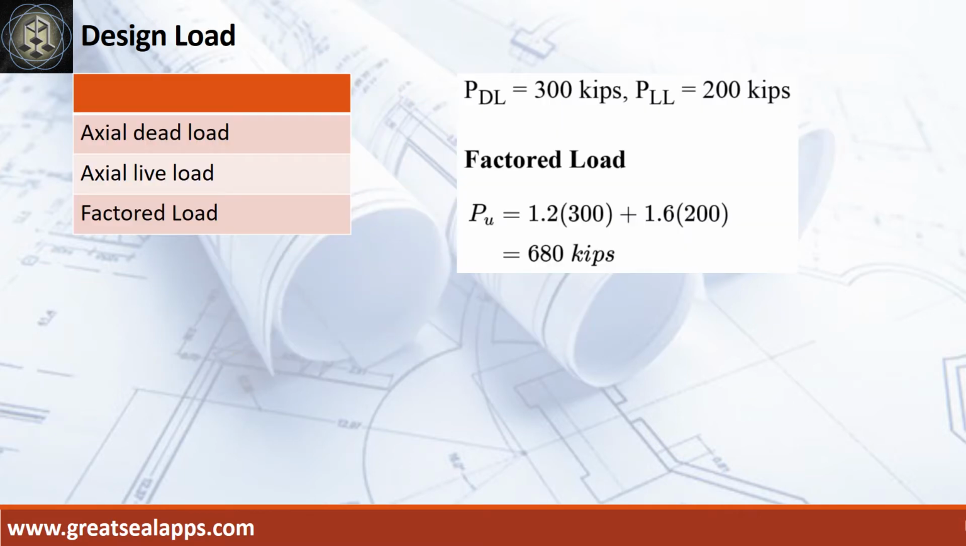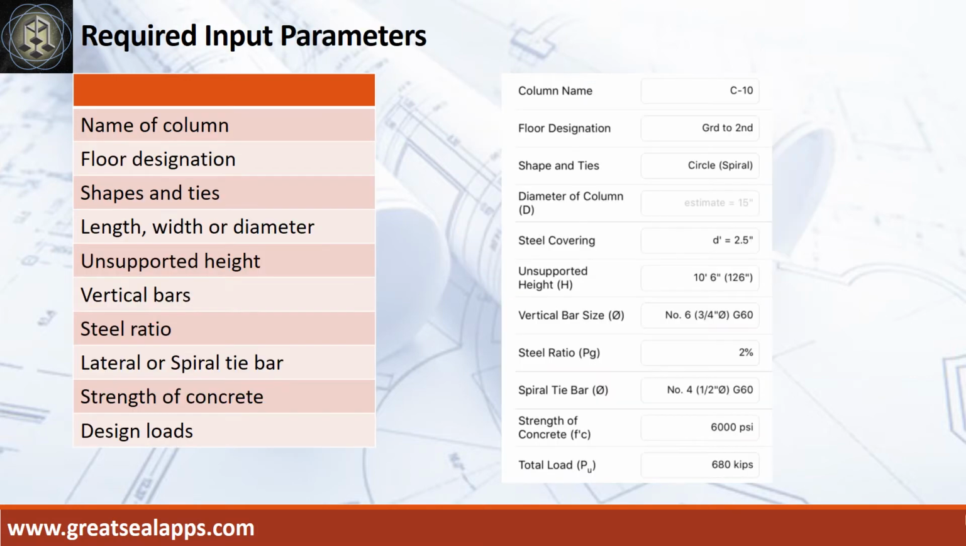The column carries an axial dead load of 300 kips and axial live load of 200 kips for a factored load of 680 kips. Enumerate input parameters required. Column name C10, floor designation ground to second, circular shape and spiral ties, unsupported height 10 feet 6 inches, vertical bars 3/4 inch diameter at grade 60, steel ratio 2%, spiral tie bars 1/2 inch diameter at grade 60, strength of concrete 6000 psi, and total load 680 kips.